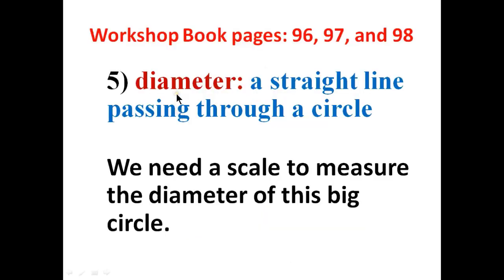Number 5 word is diameter. Now you are going to write the meaning of diameter. A straight line passing through a circle is the meaning of diameter. Now you will write the sentence. We need a scale to measure the diameter of this big circle.